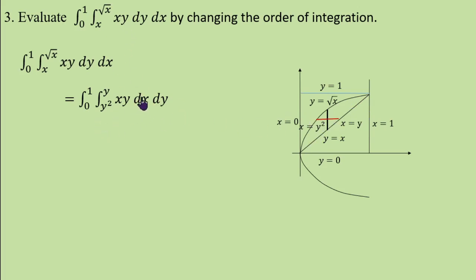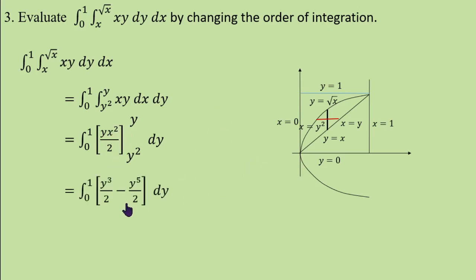Now first you integrate with respect to x, treating y as constant. The integral of x is x square by 2, and the limit for x is y square to y. The upper limit gives y square into y, that is y cube by 2, minus the lower limit y square squared, so y power 4 into y is y power 5 by 2. Therefore, it is y cube by 2 minus y power 5 by 2.